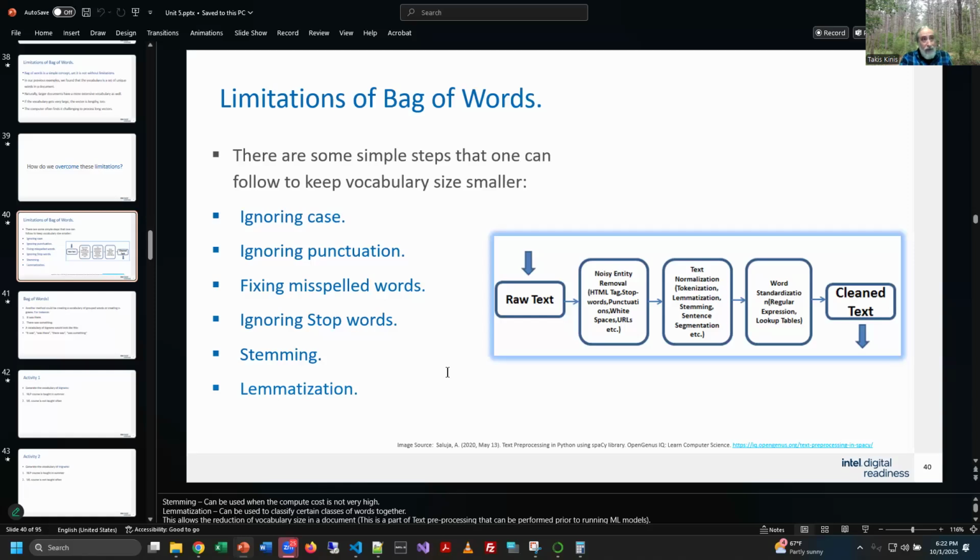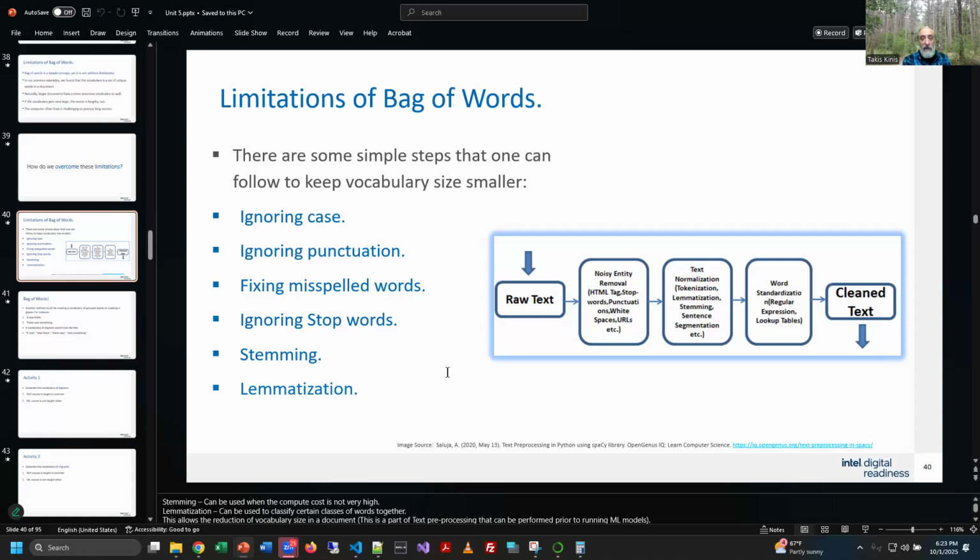Another thing is it is possible that your document contains misspelled words. Let's just look at the word "achieve." It's very common to superimpose the E and the I. We can fix that and then count it as one word. And then it says ignoring stop words, like words that would terminate a sentence, basically. We can also use stemming and lemmatization, which we were just learning about in the previous units.